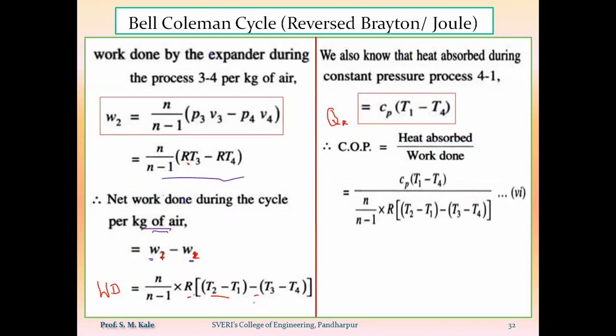So heat absorption is equal to Cp. What is the formula of heat absorption? Put this formula of heat absorption, Cp into T1 minus T4, and net work done. What is the formula for net work done? This is the formula. Net work done will be calculated by using the formula N upon N minus 1 into R inside the bracket, T2 minus T1 minus T3 minus T4.